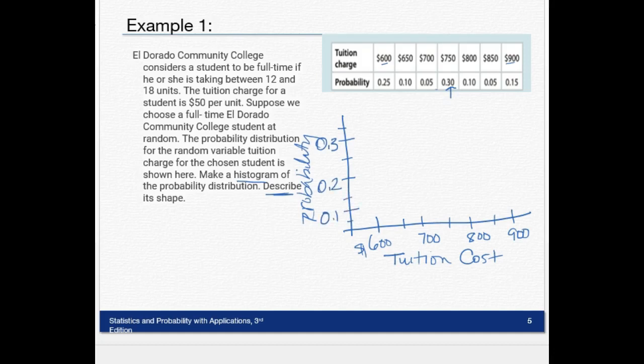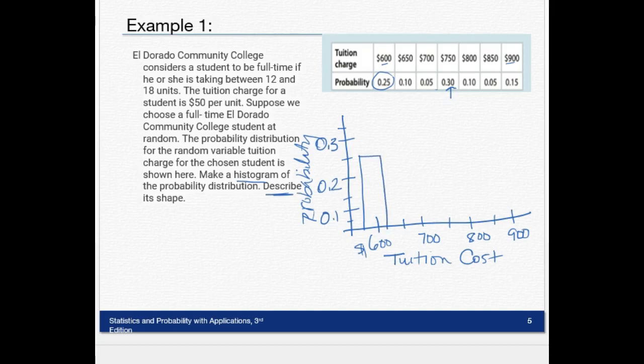All right, so that gives me an appropriate scale for my histogram. I would encourage you to use a straight edge on yours. It's really hard to do that on a computer, but make sure your lines are straight and very neat, okay? Now, for 600, it has a probability of 0.25, so I'm going to draw my bar all the way up here, like so.